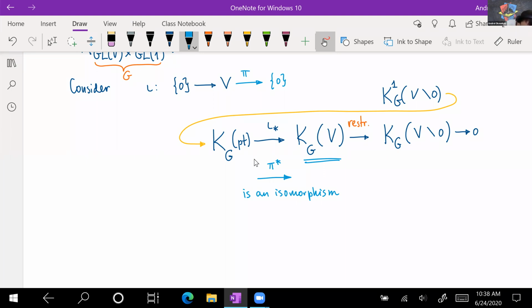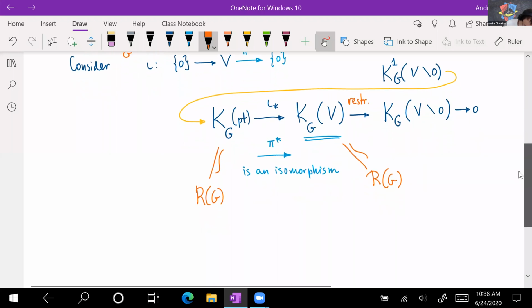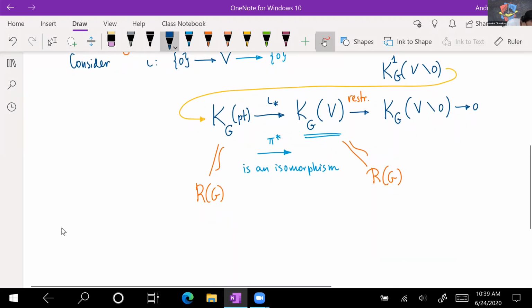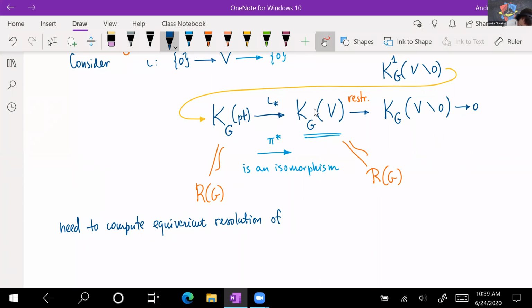But what we know is that both terms here are isomorphic. This is the representation ring of G, and this is the representation ring of G. And all we need to know is the resolution. We need to compute the equivariant resolution of the image of the generator here, the structure sheaf of the origin.